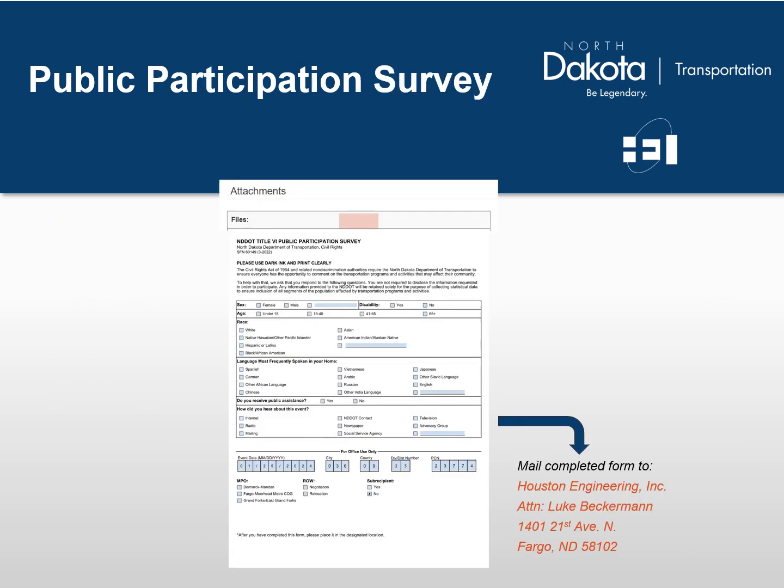Lastly, we are asking viewers to voluntarily complete the North Dakota Department of Transportation Title VI Public Participation Survey. You may download the form from the project site, Title VI Survey SFN 60149. Please complete the form and mail to the address shown.